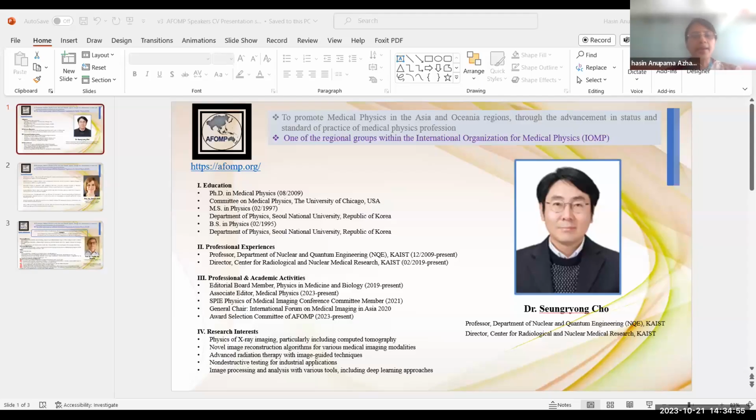Our first speaker is Dr. Seungryong Cho, and his education is a PhD in medical physics. He also had a fellowship in medical physics at the University of Chicago, USA. He has much professional experience, especially at KAIST, as a professor in the Department of Nuclear and Quantum Engineering, as well as Director of the Center for Radiological and Nuclear Medical Research, KAIST. Till now, he is working as a professor and director at KAIST.